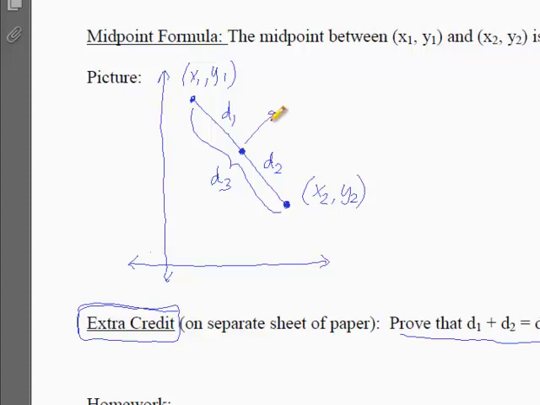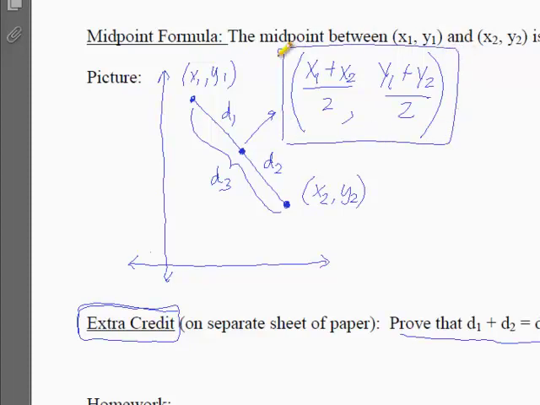Now, the question is, what is this midpoint? According to the midpoint formula, this is the point x1 plus x2 all divided by 2, and y1 plus y2 all divided by 2. And again, that is a coordinate point. So keep in mind, again, these formulas you need to know. We will not give you these formulas. But this is how you find a midpoint.